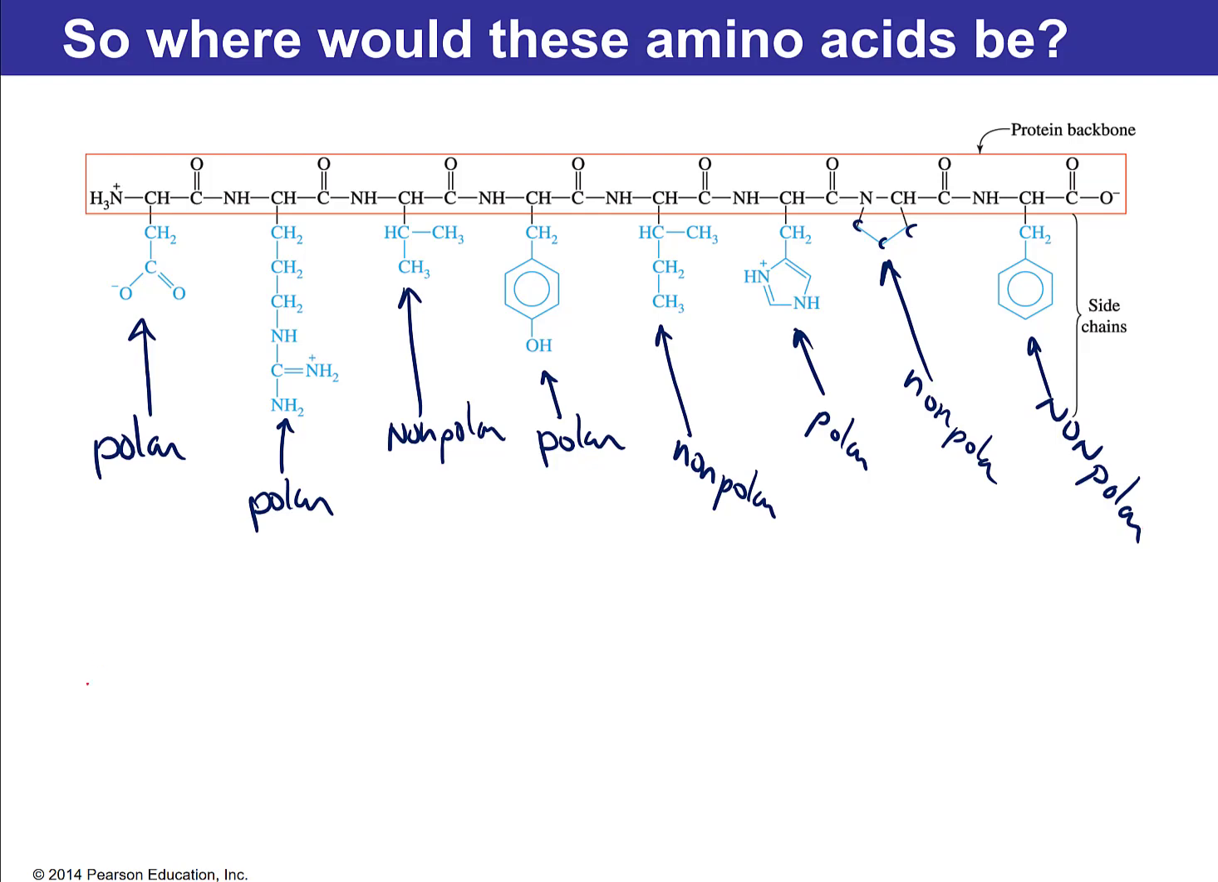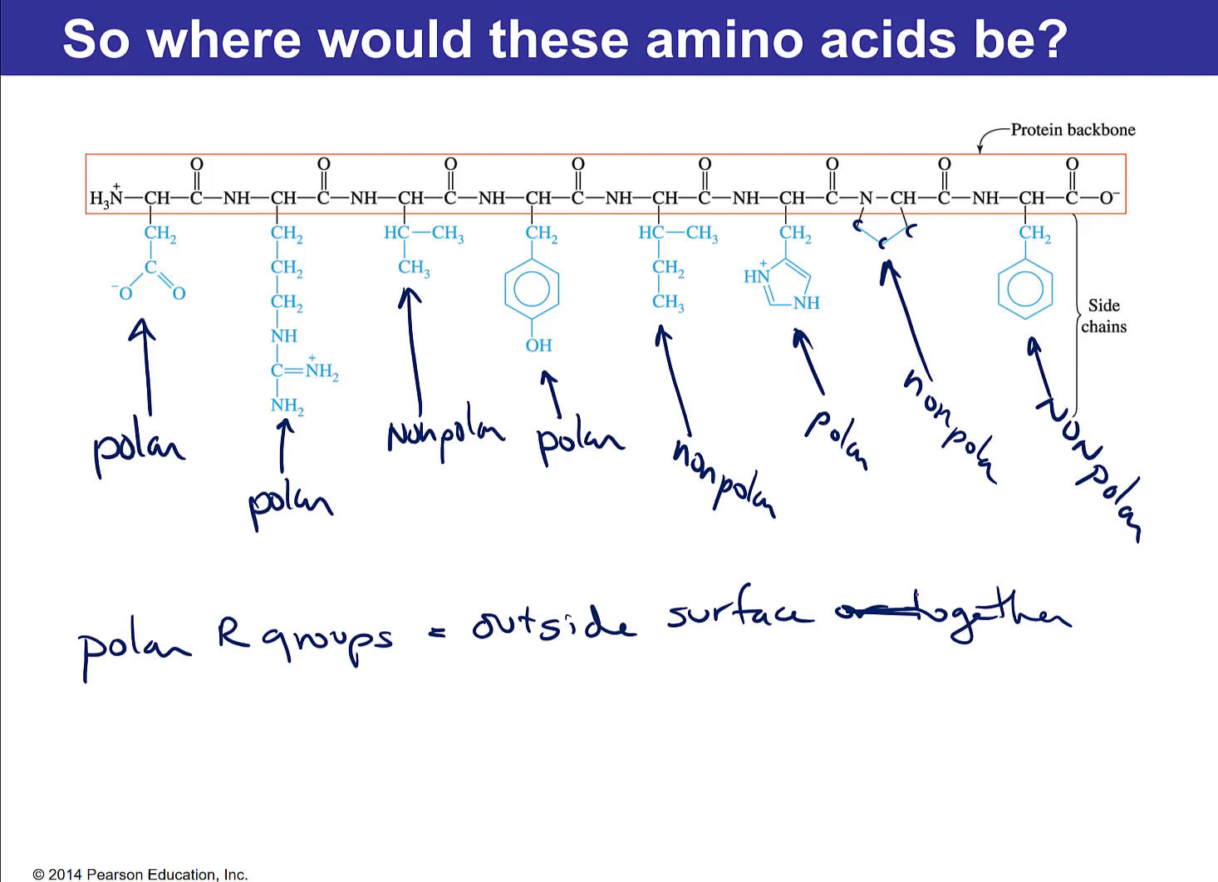All the polar ones. Okay, so the polar ones, I'm still going to get potential of alpha helix or beta pleated sheets, but the polar R groups are going to either interact with each other or interact with water. So the polar R groups are going to fold themselves so they're on the outside surface. Or they're going to be together. So they will group together because they like each other. Like mixes with like.